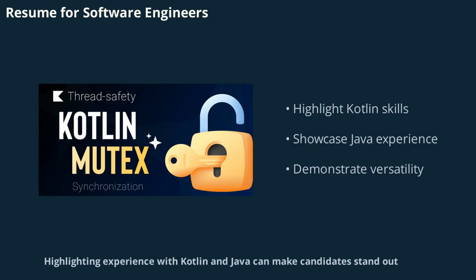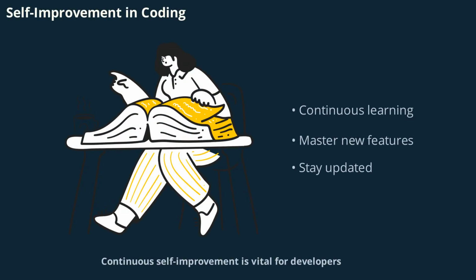Highlighting experience with Kotlin and Java can make candidates stand out, especially as companies look for developers skilled in modern Android technologies. Showcasing projects and achievements in both languages demonstrates versatility and expertise. Continuous self-improvement is vital for developers. Learning new languages like Kotlin, mastering advanced features, and staying updated with industry trends can boost productivity and career prospects. Embracing change and adapting to new technologies ensures long-term success in the fast-paced world of software development.